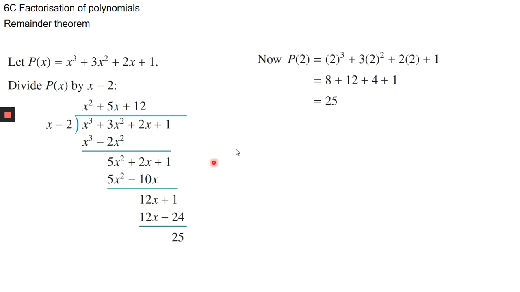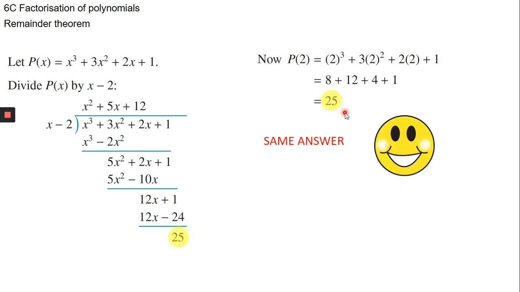If we sub 2 into the polynomial, just p for polynomial, we get 2 cubed, 3 times 2 squared, 2 times 2, and of course the 1 stays the same. 2 cubed is 8, 3 times 2 squared is 3 times 4, which is 12, 2 times 2 is 4, plus 1. 8 plus 12 is 20, plus 4 plus 1 is 25. Same answer. So we're happy.